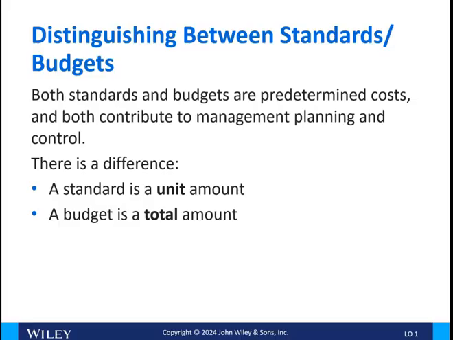So what are some differences between standards and budgets? Both are predetermined costs, and we've seen how we can develop budgets in the last couple chapters. Both contribute to management planning and control. But there is a difference. A standard is a unit amount, so it's a cost per unit of activity or unit of finished good, and a budget is a total amount. So you're looking at the total together, and a lot of times budgets use standards to be created.